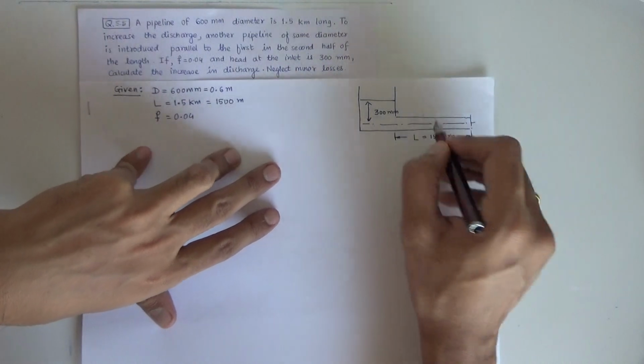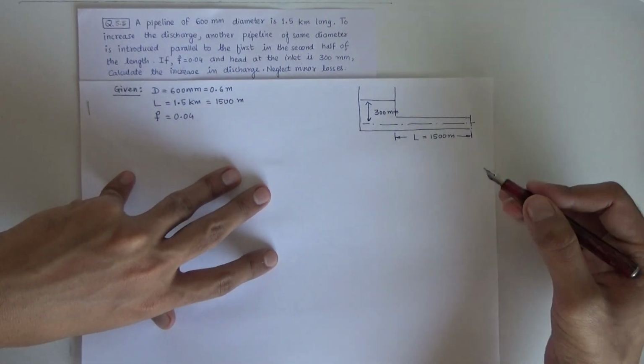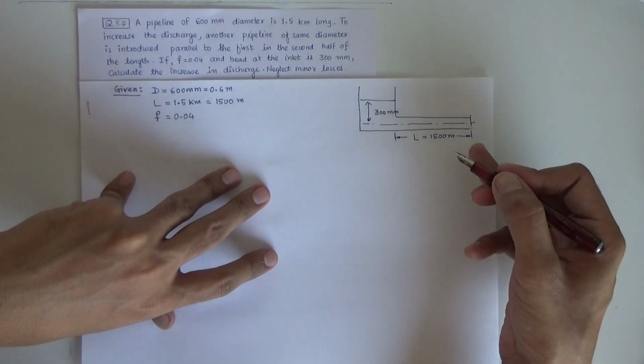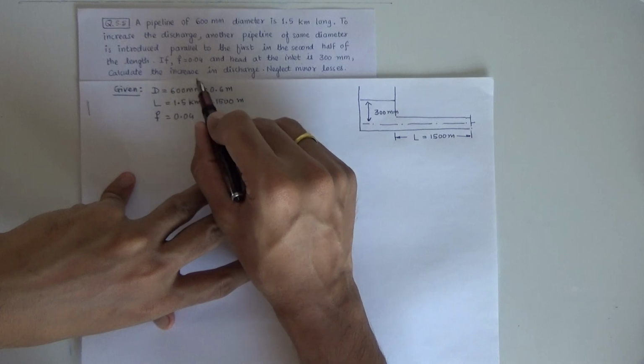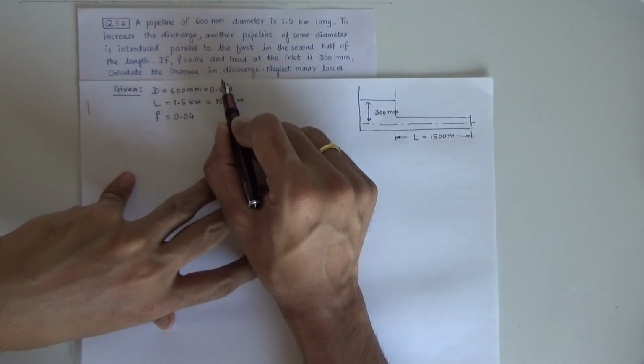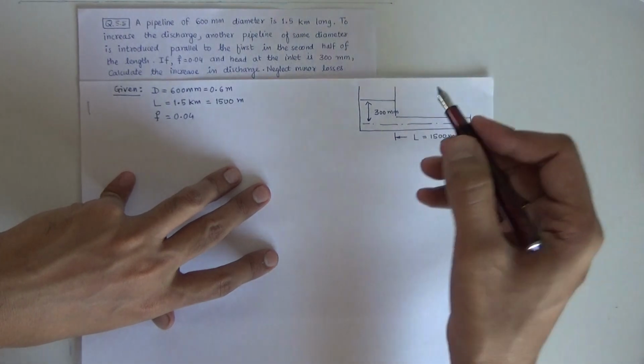Now this is the original arrangement and they want to modify this arrangement where the parallel section will be added and discharge will increase. So they are asking us to find out the increase in discharge. To calculate this increase in discharge you must know the original discharge. So firstly we will try to find out this original discharge.